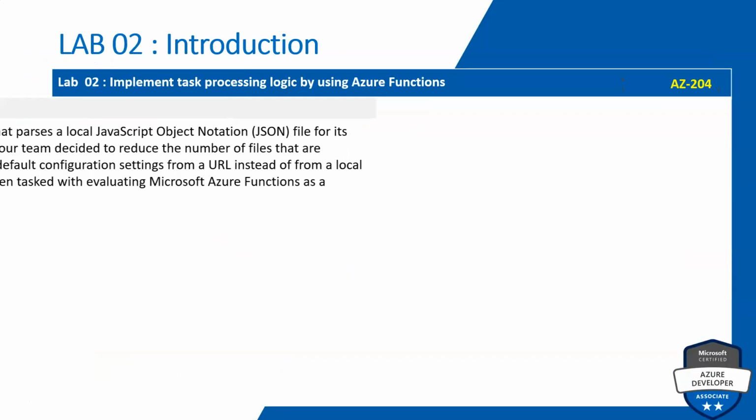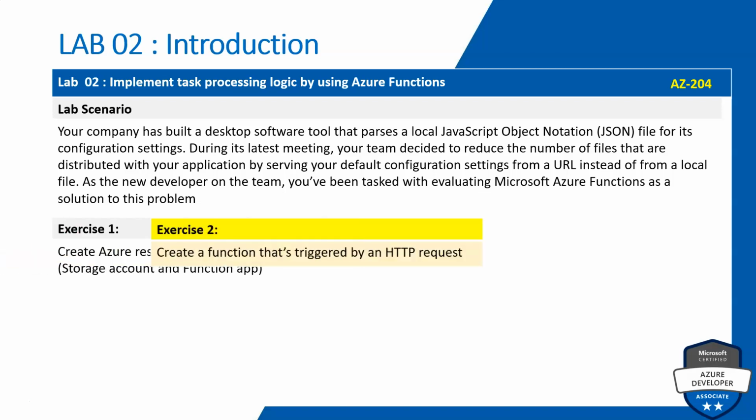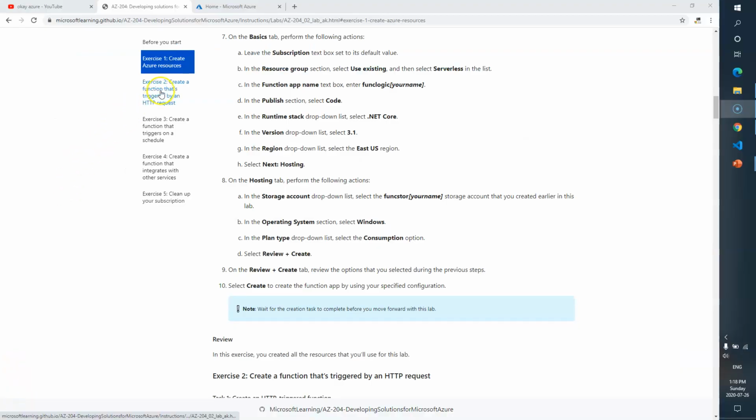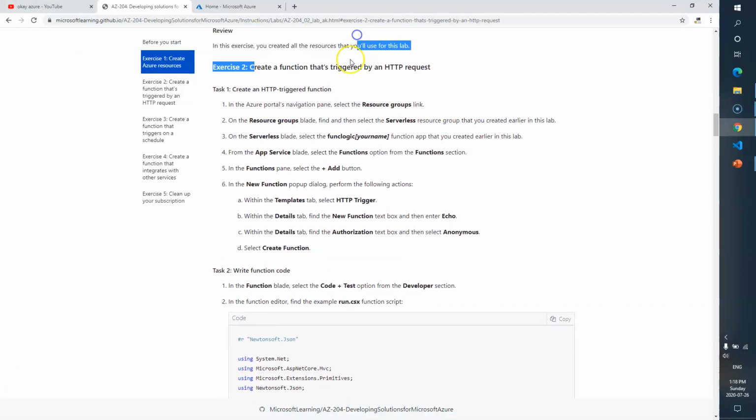Okay, so here is the lab scenario and here is exercise 2, create a function that is triggered by an HTTP request. So let's go back to the URL. Okay, so we are here. I'll go to exercise 2. Task 1 is to create an HTTP triggered function. So we need to go to the resource group, select serverless, then go to your function app, and from the app service blade, select functions, and click on it. Okay, so just follow me here.